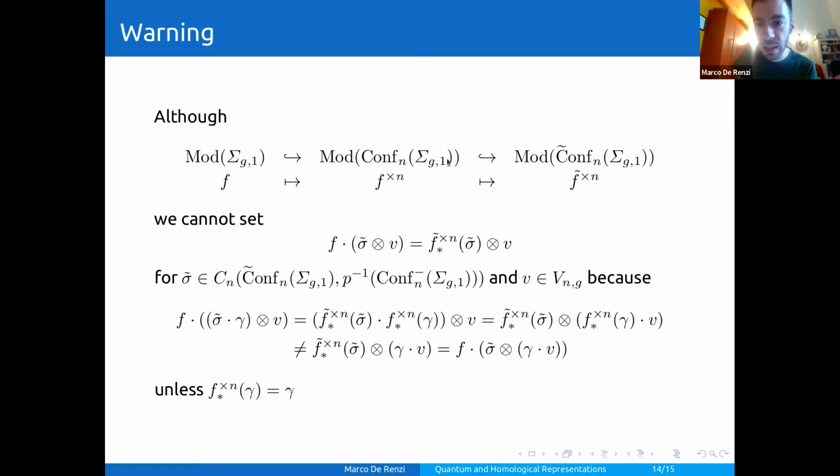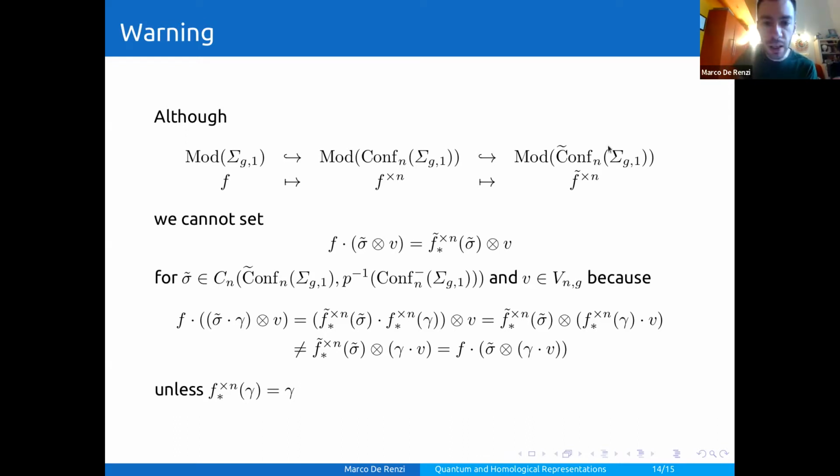And this can be lifted to the universal cover because we're looking at a surface with boundary. We can just fix a base point in the boundary, and choose coherent lifts for all of these elements. So essentially, this mapping class group can be realized as a subgroup inside the mapping class group of the universal cover of this configuration space.